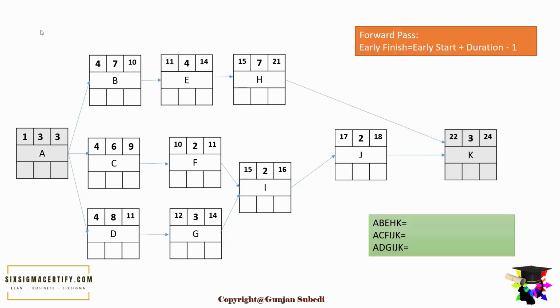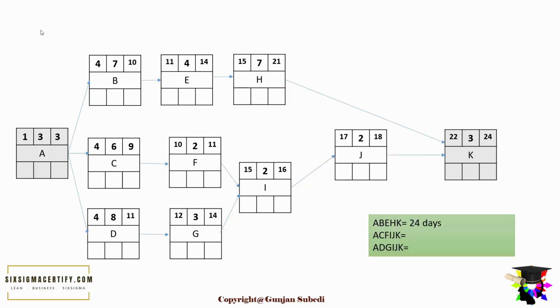So in this way, by using the forward pass method, you could clearly see what the early start and early finish of each of the steps inside the project should be. Now I'll teach you how to calculate the critical path. For calculating the critical path, you just have to sum up the duration of each process step.